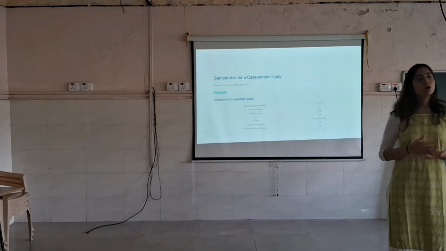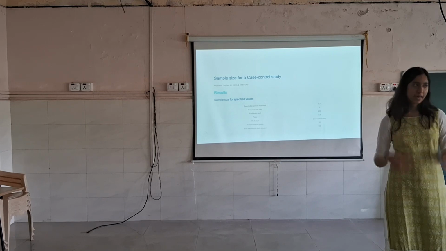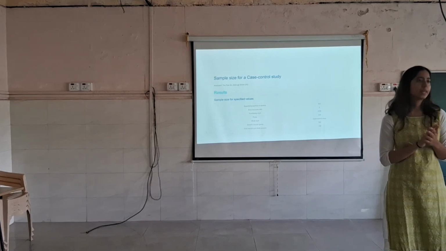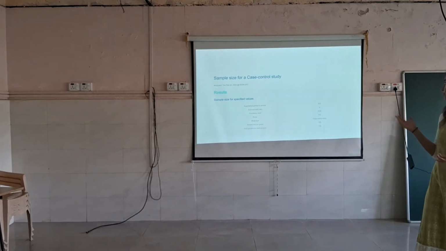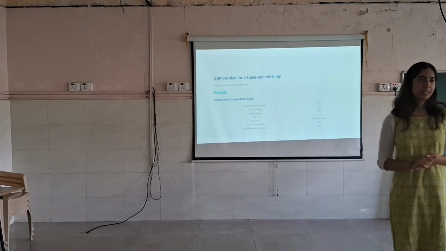To begin with, you also have to assume an odds ratio, on the basis of which you arrive at a sample size. So when we entered all of these parameters into a statistical software, you came to a sample size of 330, which is what they've taken it as.